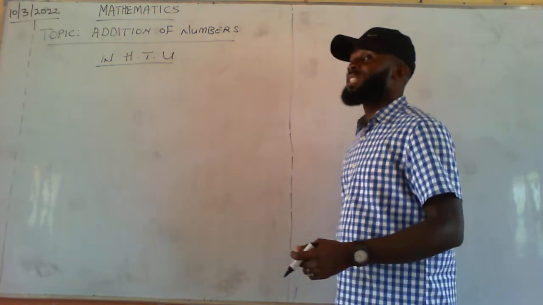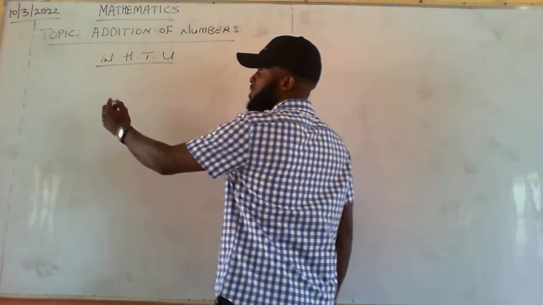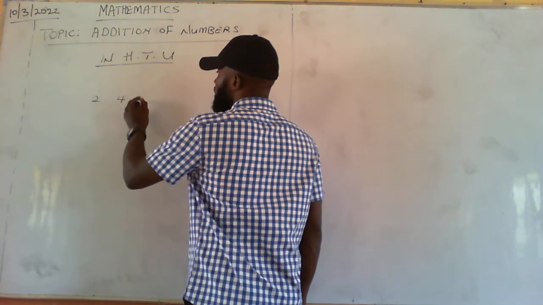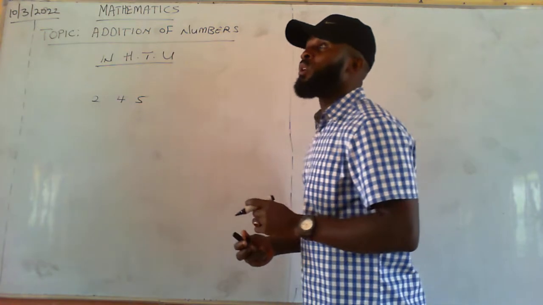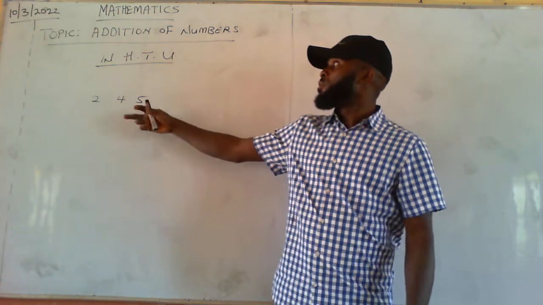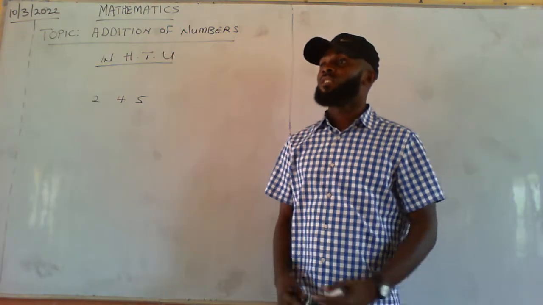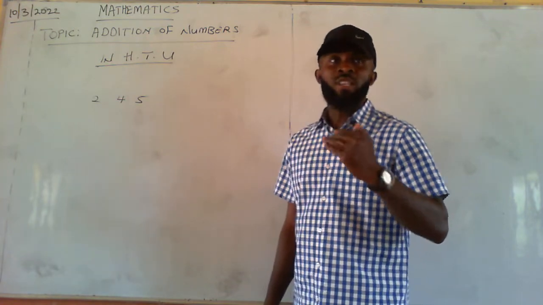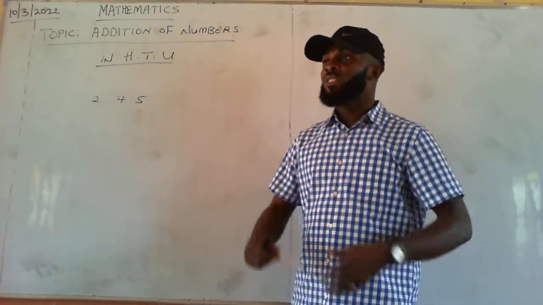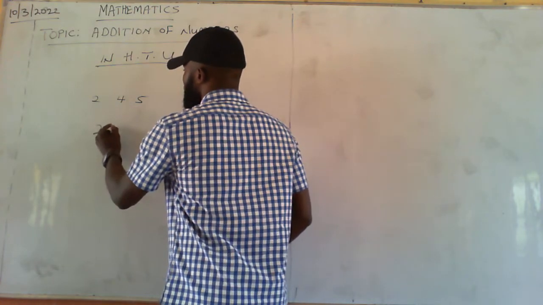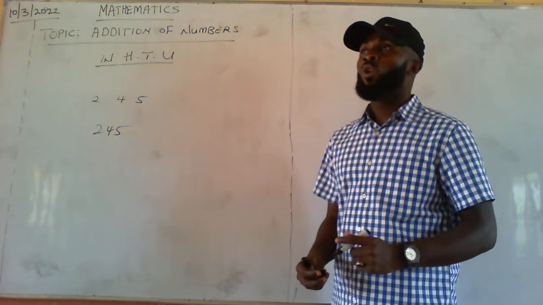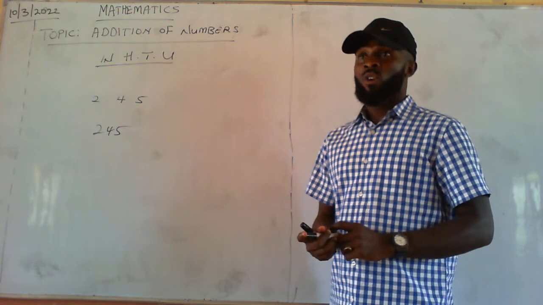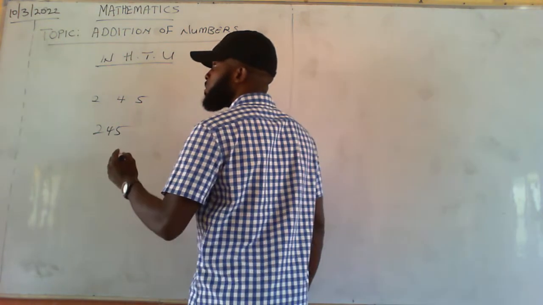Now, if you have, for example, something like this: 2, 4, 5. Mr. Vincent, how do you call this? What is this? Just call them how you call the normal calling. 100 and something. Like this. 245. 245. Correct? Yes.